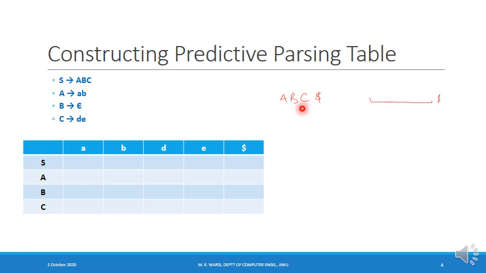It means that the string which is there in the input buffer can be broken into three components: the component which is derivable from capital A, the component which is derivable from capital B, followed by the component which is derivable from capital C. So that is the meaning and significance of this configuration.